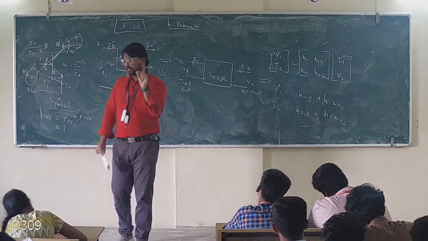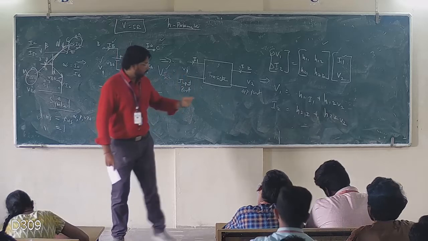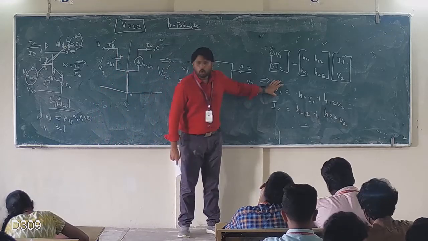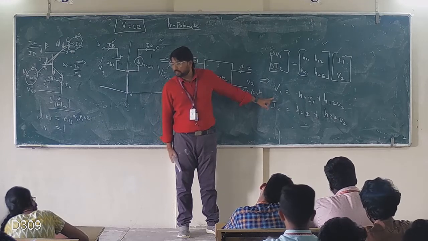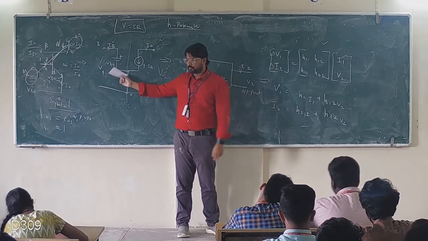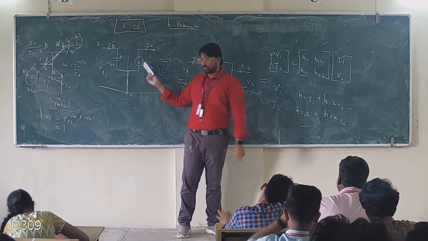Now open circuit, short circuit, that is the condition. Now my two equations. What is the equation? V1 represents the voltage source. That is my input. I2 represents the output current. That is my current.